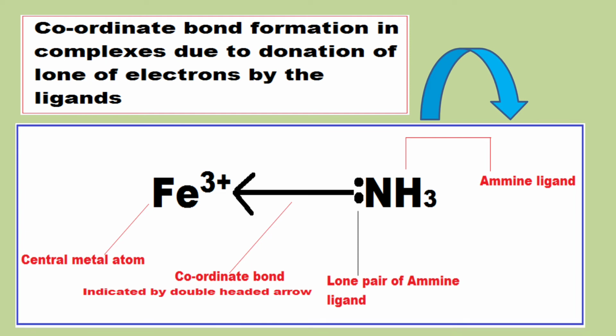So you can see the double headed arrow for the coordinate bond, and this is the lone pair on the amine ligand. This lone pair is donated by this amine ligand to the central metal atom Fe3+. So in this way there is a formation of a coordinate bond between the ligand and the metal.